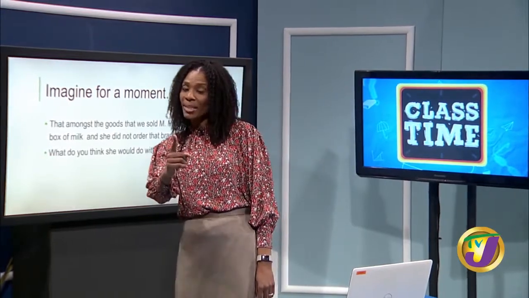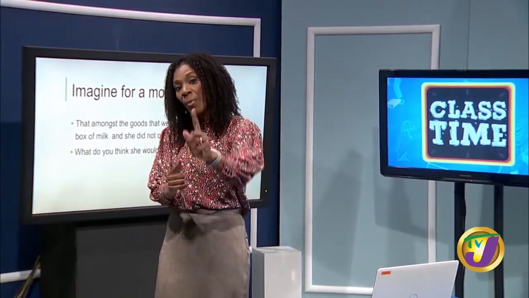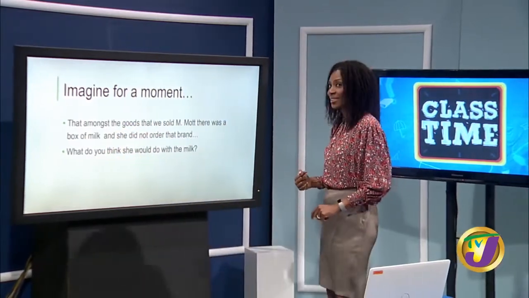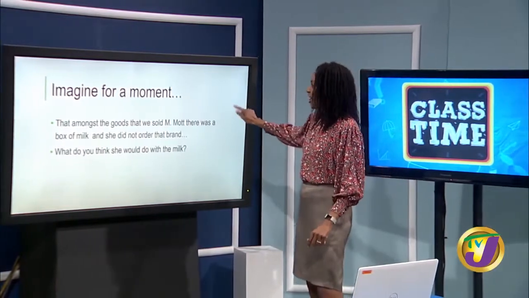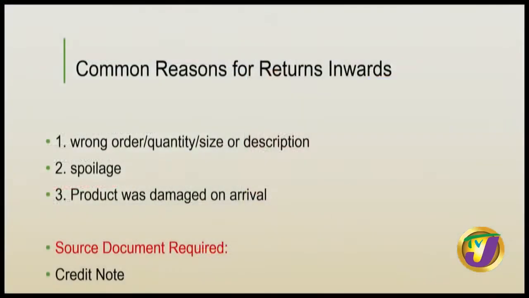Now, students, what type of return is this? Is the goods coming back to us or is it going out? The box of milk is coming into us, it's being returned to us. So what type of return you think we're going to call that? Think. All right. Returns inwards. Remember now, returns outwards when we send it back to the supplier. Returns inwards when the what? Customer returns it to us.